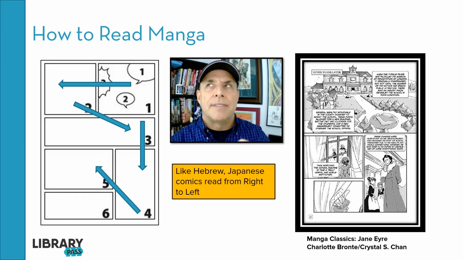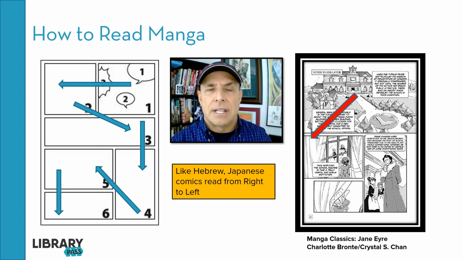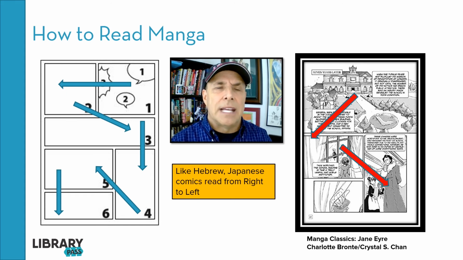Here's a simplified manga art style in the Manga Classics title, their adaptation of Charlotte Bronte's Jane Eyre. And you can see how it flows from right to left, and then down, and then again right to left.